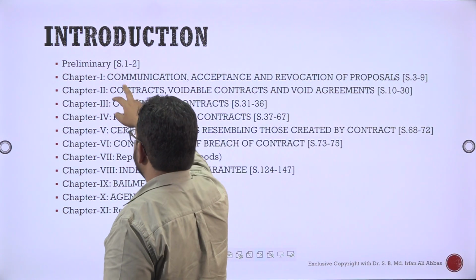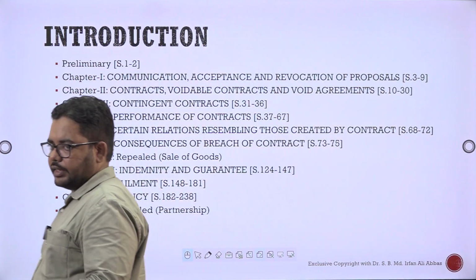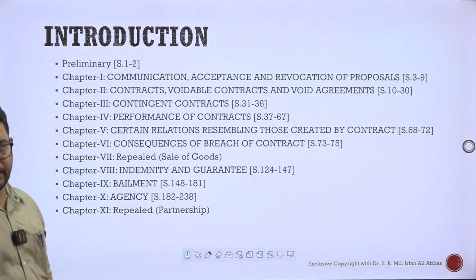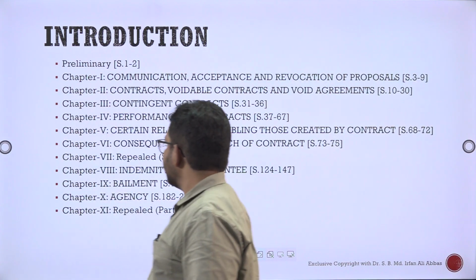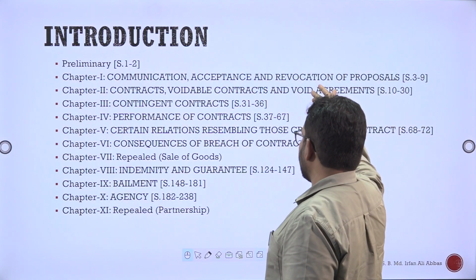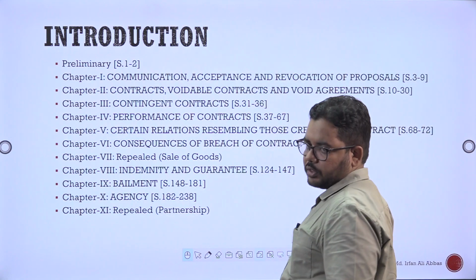Okay, so now the preliminary is section 1 and section 2. Section 1 speaks about short title, extent, application, etc. And section 2 deals with the interpretation clause. So we will be looking into that in detail. Some important definitions are given under section 2. And then in chapter 1, we deal with communication, acceptance and revocation of proposals.